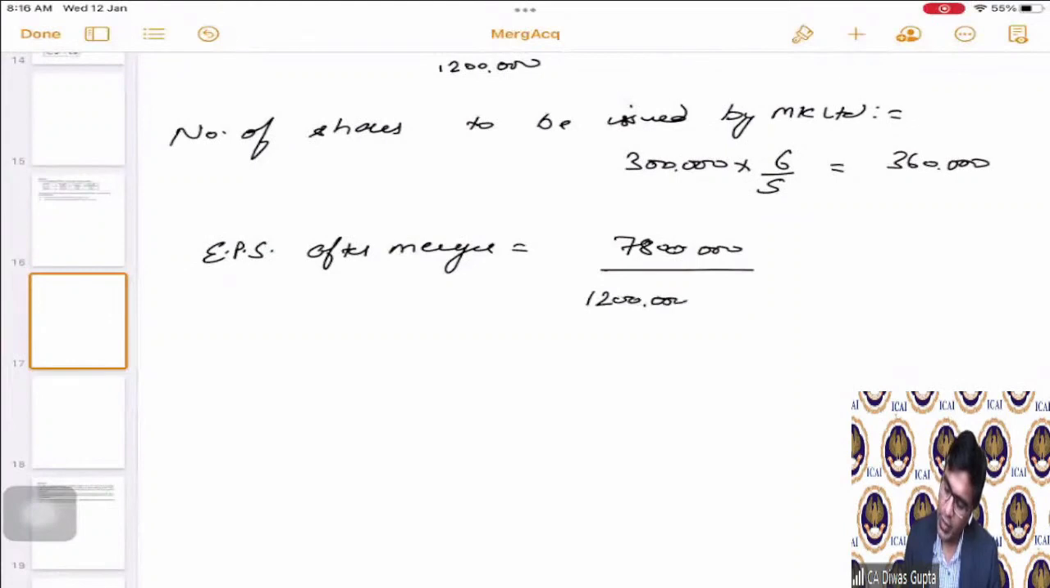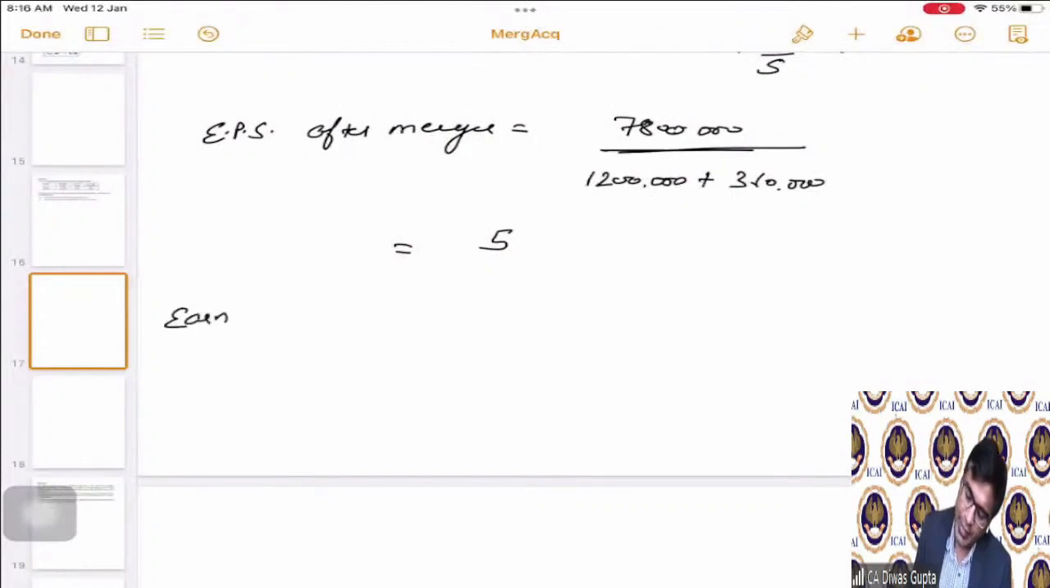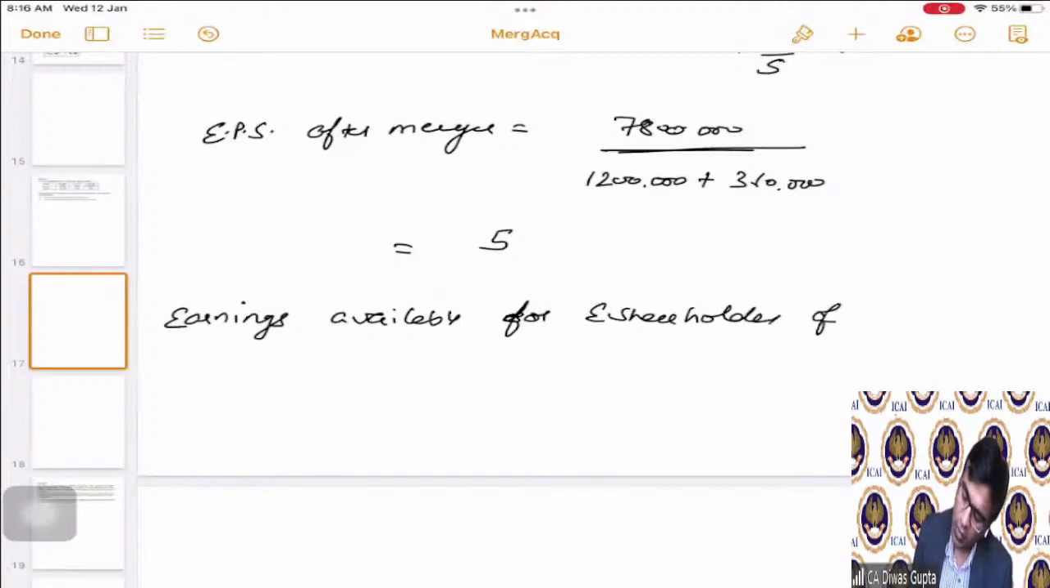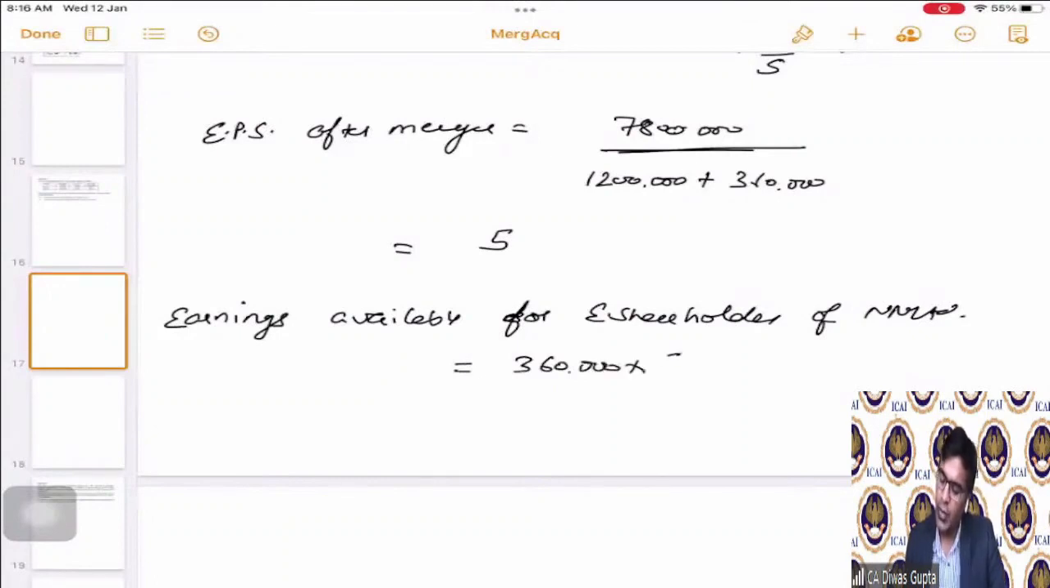So 12 lakh is the existing shares plus 3,60,000 are the new shares that are issued, which is equal to 5. Okay. And can we say what is the earnings available for equity shareholders of NN Limited, which is the target company? 3,60,000 are the total number of shares, correct? Per share earning is 5 rupees. That means totally 18 lakh rupees is the earnings available.